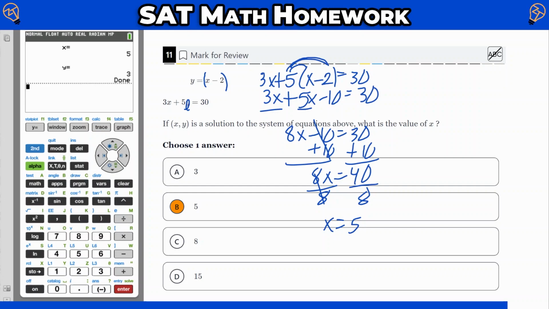If they did ask you for the y coordinate, very easily, you would just plug in the 5 back into either equation. In this case, the top one is much easier because y is already isolated. So 5 minus 2 equals 3, and then you'd be good to go from there. But again, those are the three approaches. My preferred one is definitely either the graphing calculator program or Desmos.